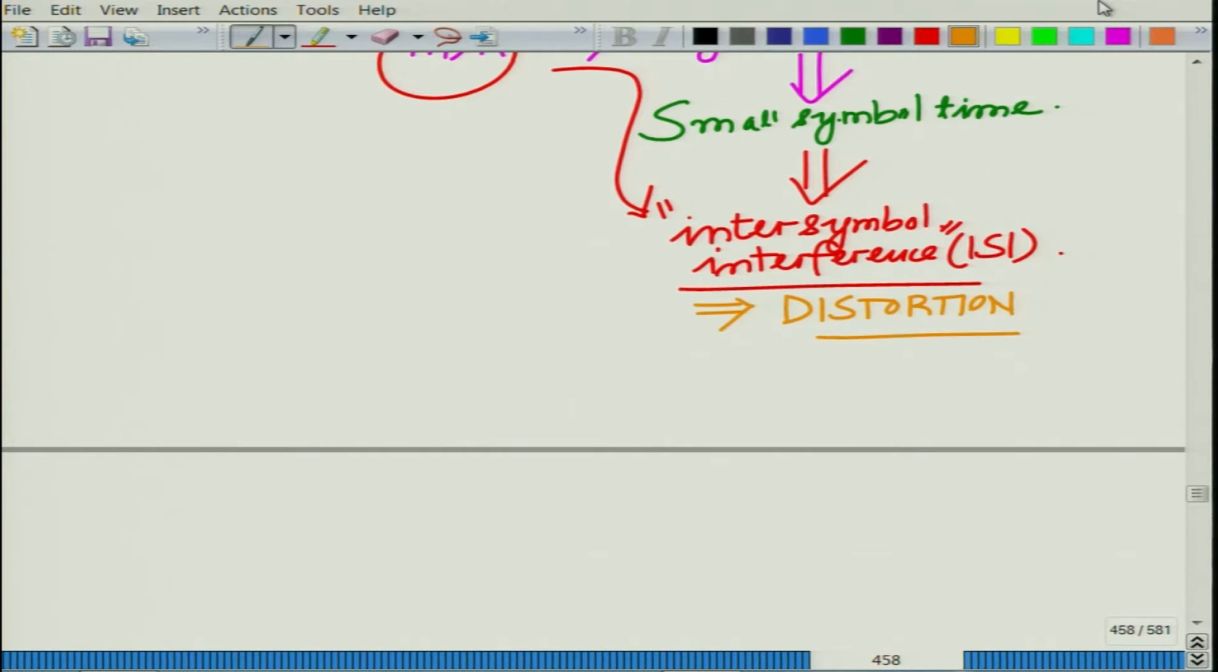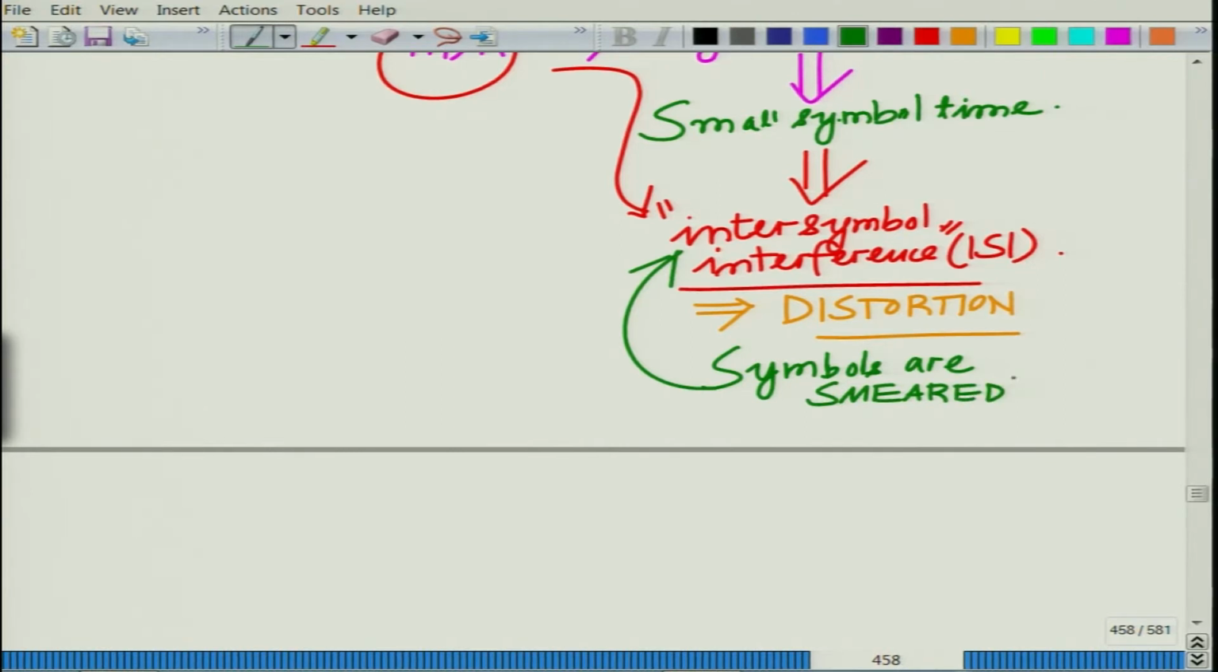Now, once the symbols interfere with each other, naturally it becomes very difficult to recover or reliably decode these symbols at the receiver, right. So, this intersymbol interference, roughly speaking, if you want to get a physical feel for it, you can think of it as if the symbols are smeared, they interfere with each other, which implies decoding is very difficult.